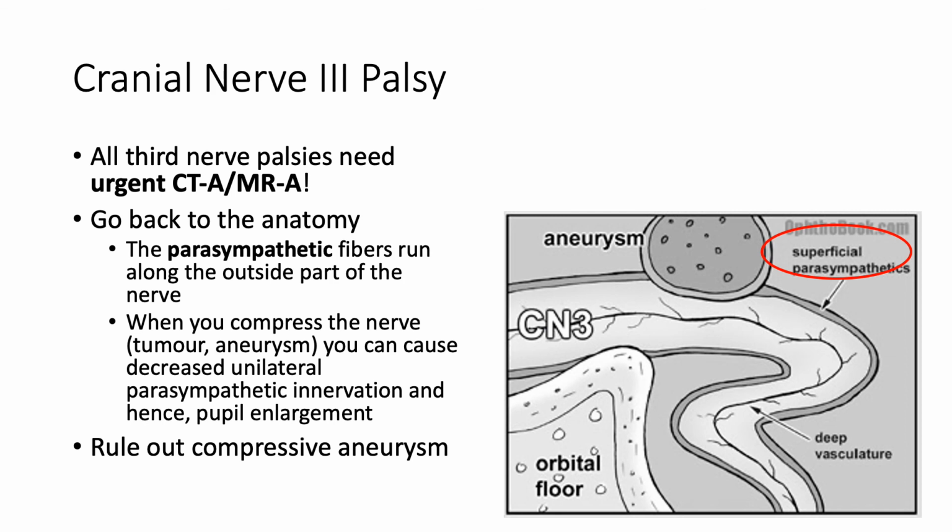One key takeaway from cranial nerve 3 palsies is that you must order an urgent CT angiogram or MR angiogram for all third nerve palsies. Because the parasympathetic fibers run along the outside of cranial nerve 3, it is susceptible to compression by a tumor or vascular aneurysm. Therefore, imaging with a CTA or MRA should always be ordered to rule out a compressive aneurysm, as that is a life-threatening pathology if missed.